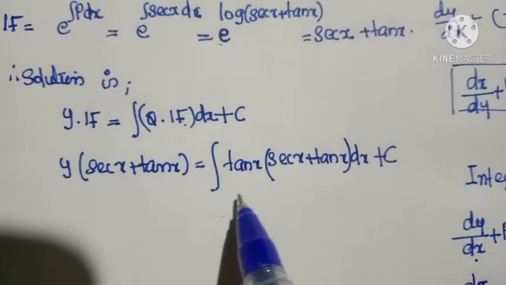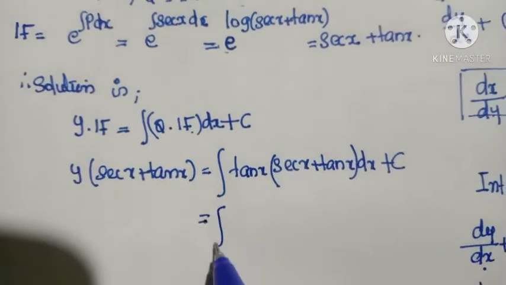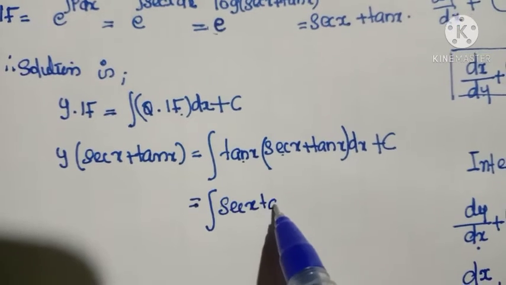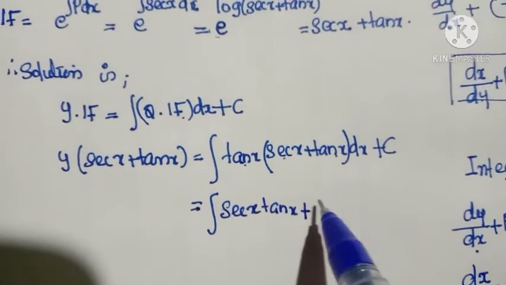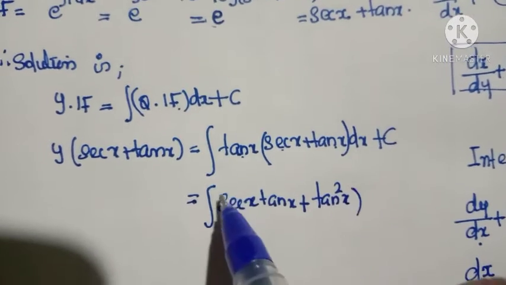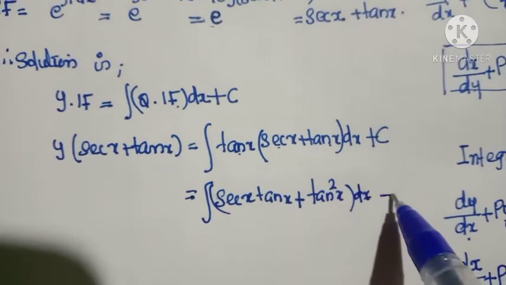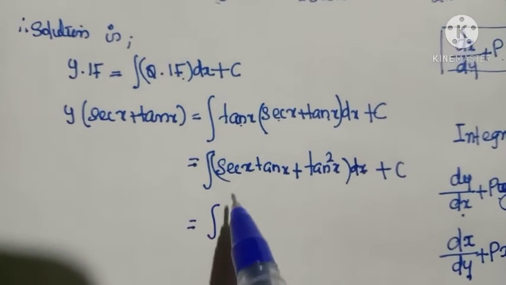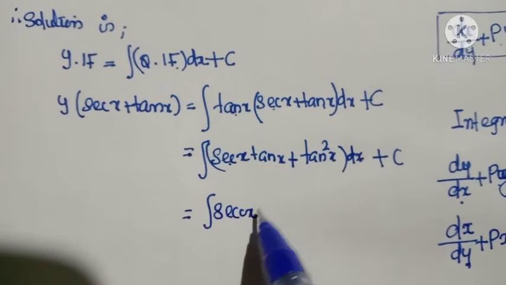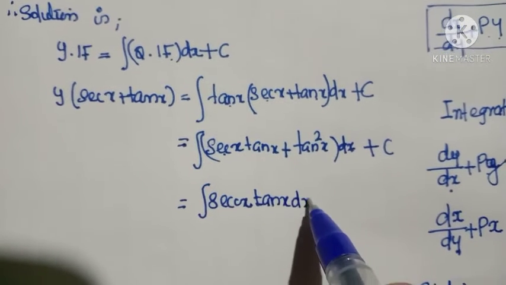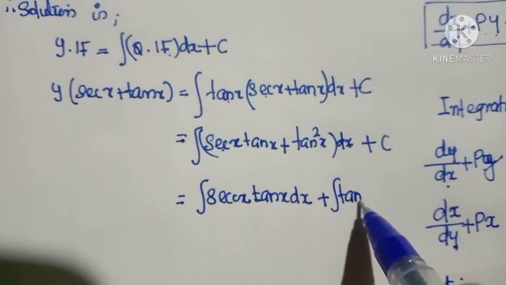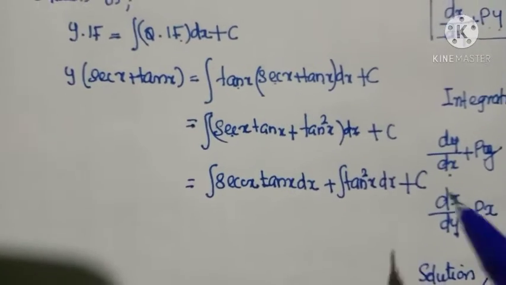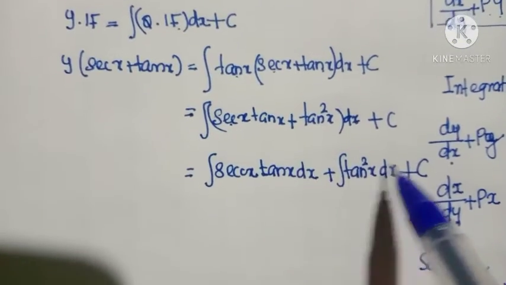Now this can be written as, listen, just open the bracket, tan x into sec x, that is sec x tan x, plus tan x into tan x, tan square x, dx plus c. That is integral sec x tan x, we can separate it, sec x tan x dx plus integral tan square x dx plus c. See, you can avoid this c. After all integration, you can add this c.